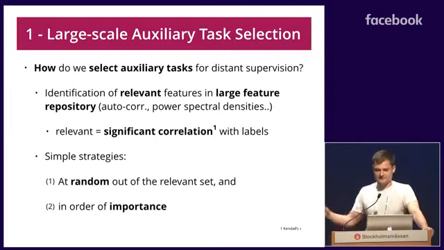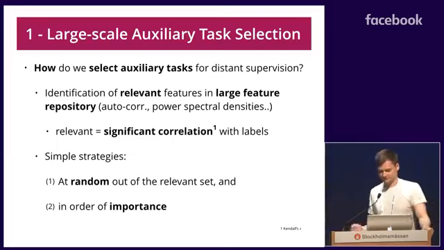And out of this subset, so we have now a subset of relevant tasks out of this whole pool of tasks. And we're interested here, how do we pick out of this subset the tasks that we use for distance supervision? And in the paper, we're actually using 2 very, very simple strategies. We're proposing at first random selection out of this set, so just picking at random. And secondly, ordering them by their importance in relation to the main task and picking them from the top down until we have enough tasks for our architecture. And we evaluate both of these approaches in our experiments later on.